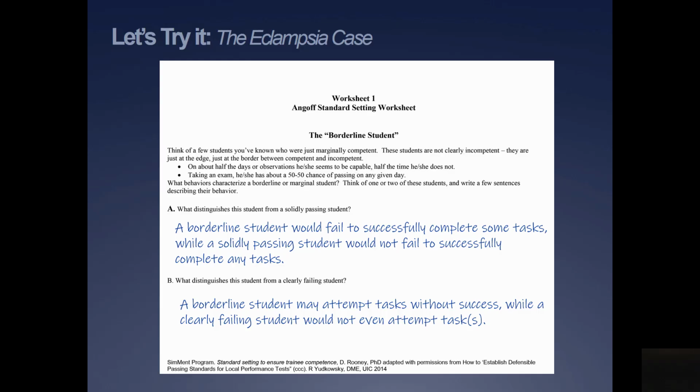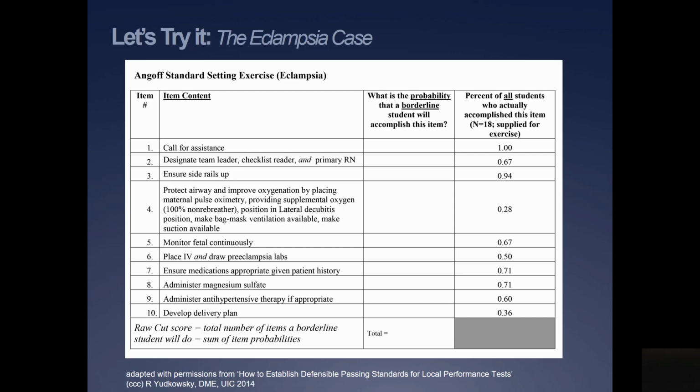Now we move on. Let's say we've had the discussion about our borderline student and we've defined it. Now we're faced with the second worksheet. What we do is we look at the items, and I'm focusing on this first set of blank spaces. What is the probability that a borderline student will accomplish this item? We see the trend here. That's what we're going for, just like that initial example.